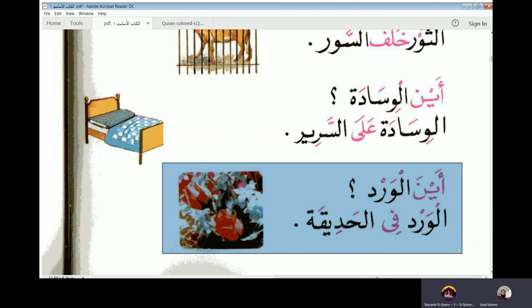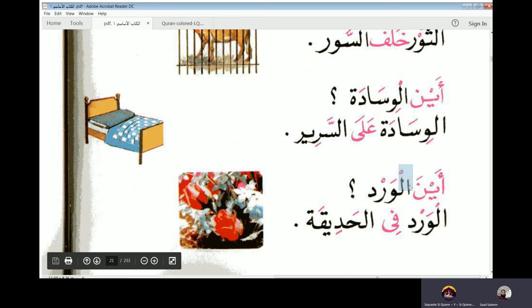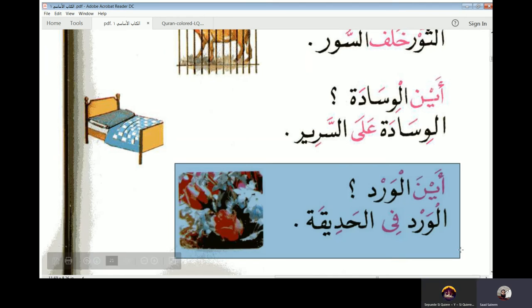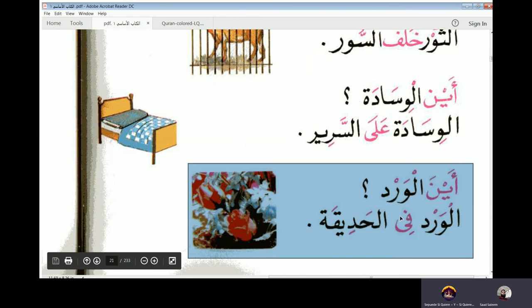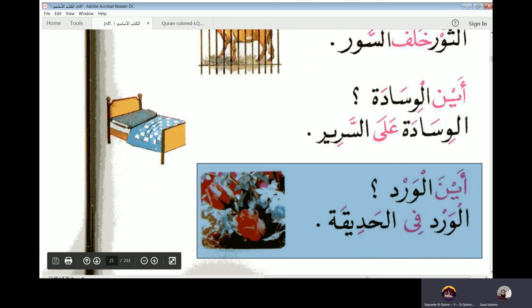Aina al-wardu. Al-wardu fil hadi. Where is the rose? Where are roses? This is a plural word. Where are roses? The roses are in the garden. Good.